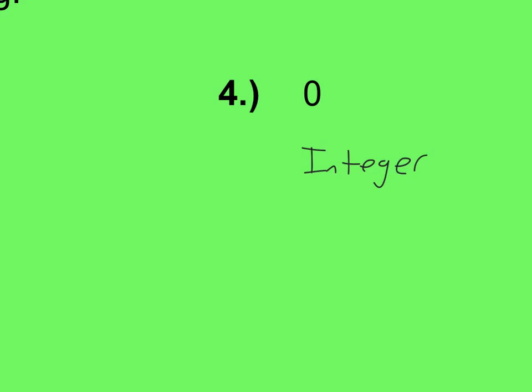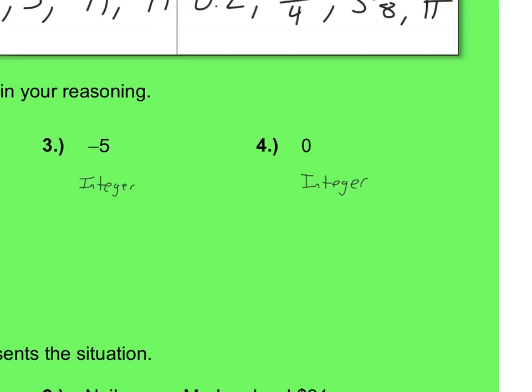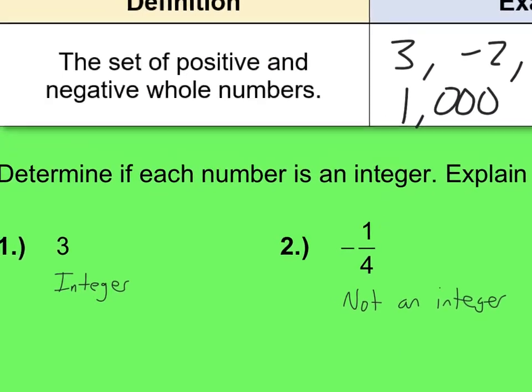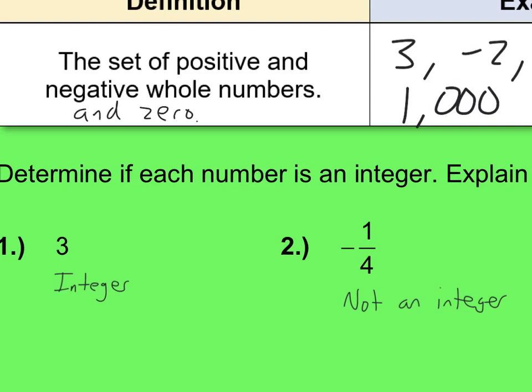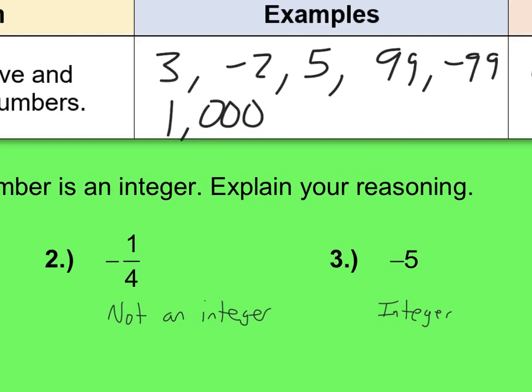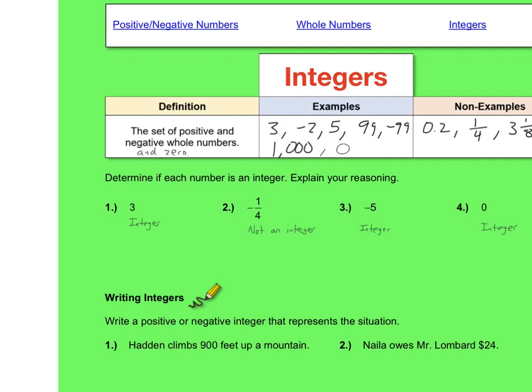So we actually have to come up here and mess up our definition a little bit. You see how it says the set of positive and negative whole numbers? We need to add a little note. We need to add the note "and 0." It's like the one little exception to the rule. It is an integer. I'm going to add it to our example right here just so we have it written in there also. So again, integers: positive and negative whole numbers, no decimals, no fractions.